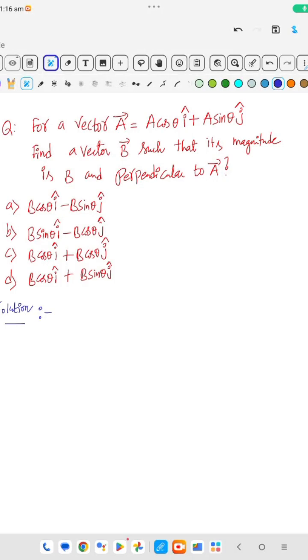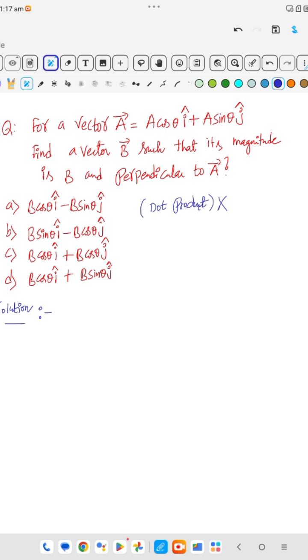See the given problem. For a vector a bar, a cos theta i cap plus a sin theta j cap, find a vector b bar such that its magnitude is b and it must be perpendicular to a bar. There are four options given for this question, but the condition here is that in order to answer this question, we should not use dot product.